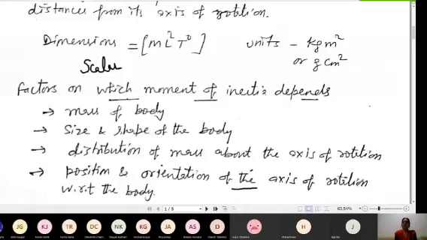This is a very important term, and you should know the factors on which it depends. It means how the particles are distributed. That is important.